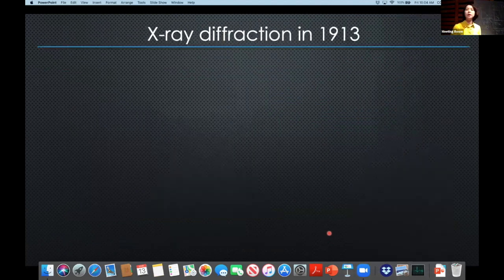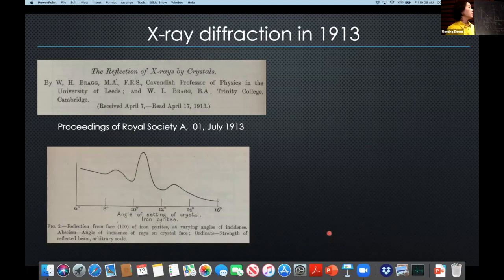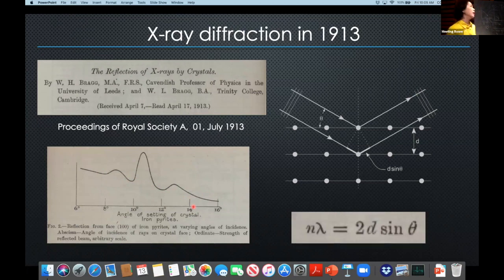X-ray diffraction in 1913. This is from the Proceedings of the Royal Society, a paper by Mr. Bragg and Dr. Bragg, father and son, and this is a plot from that paper. X-ray diffraction in 1913 was looking at this kind of curve as they changed the tilt angle of the sample. And they were awarded the Nobel Prize for coming up with probably the first most successful forward modeling ever, which is called the Bragg condition. We now learn the Bragg condition in introductory physics.